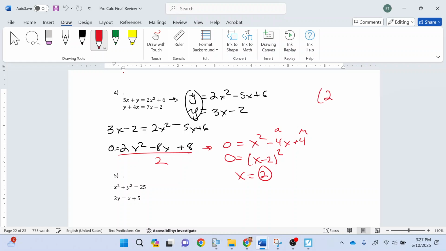Because x equals 2, I could take 2 and plug it into anything. You could even plug it into these rewritten equations. So I'll plug it into the bottom one here. So 3 times 2 minus 2, 6 minus 2 is 4. So 2 comma 4 is your answer.